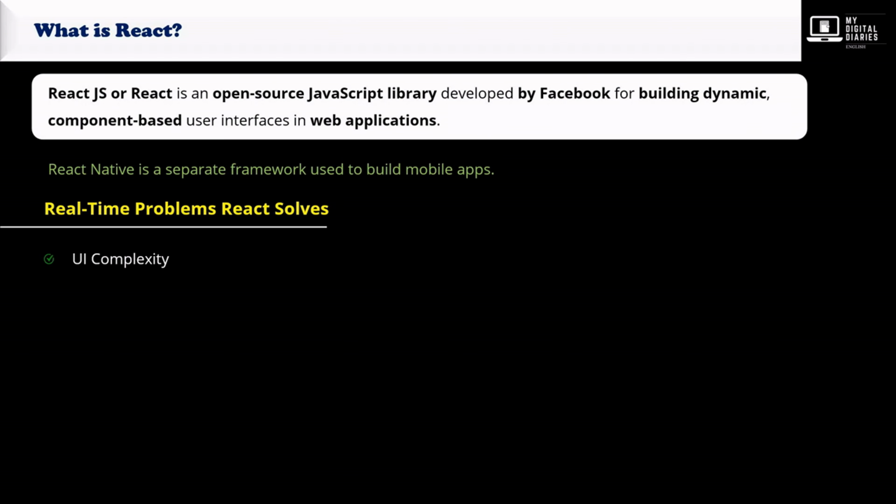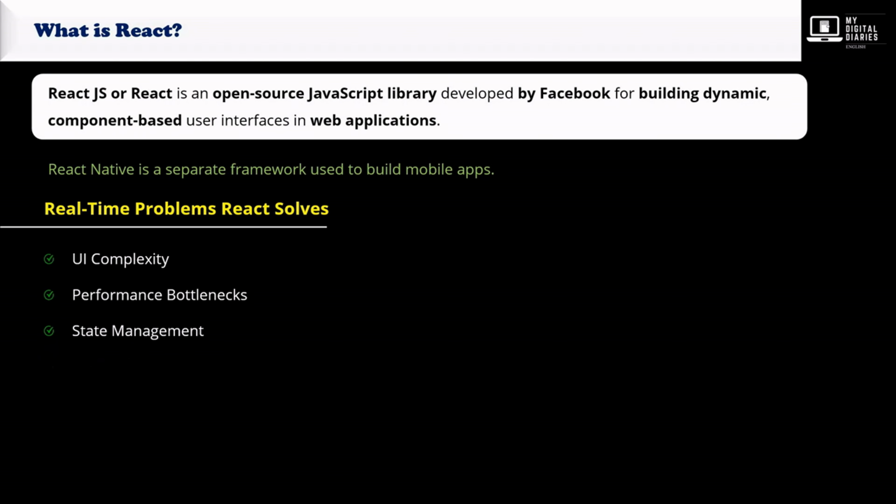UI complexity. A large app has many screens, login, dashboard, profiles, and each screen has repeating elements like buttons or maybe menus. React provides a solution which reduces the UI complexity by providing reusable components, which can be used everywhere and no need to rewrite the code. The next is performance bottleneck. In a normal web app, even small data changes reload the whole page. React updates only the part that is changed, which makes the app fast and smooth.